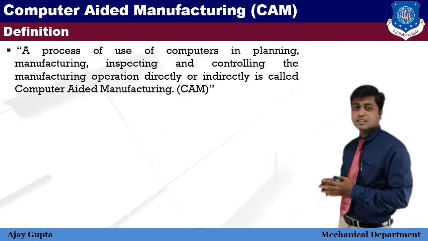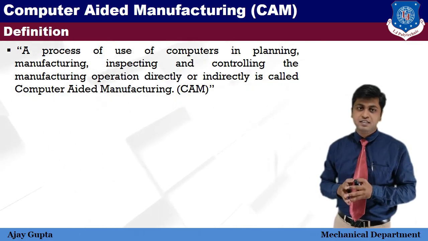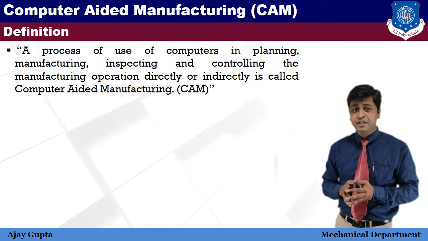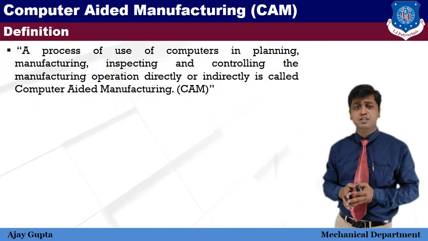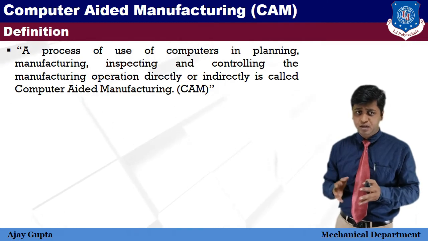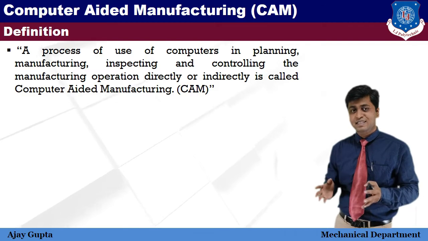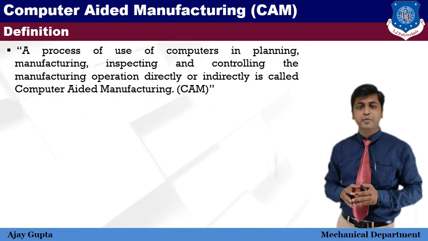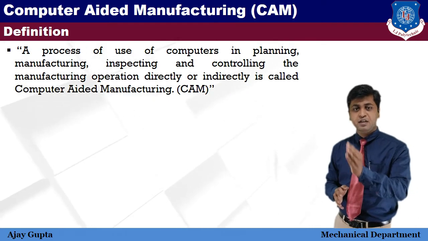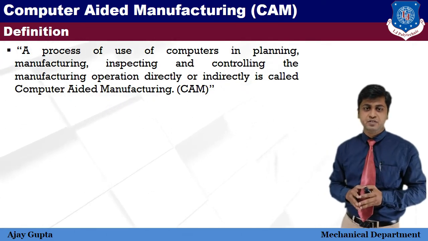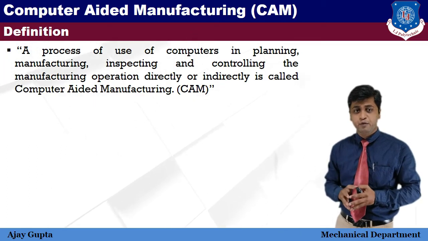So now let's see the definition of computer aided manufacturing. As we discussed earlier, as the name indicates, when manufacturing is connected with the computer, it is simply known as computer aided manufacturing. But the real definition is: the use of computers in planning, manufacturing, inspecting and controlling the manufacturing operation, directly or indirectly, is called computer aided manufacturing.